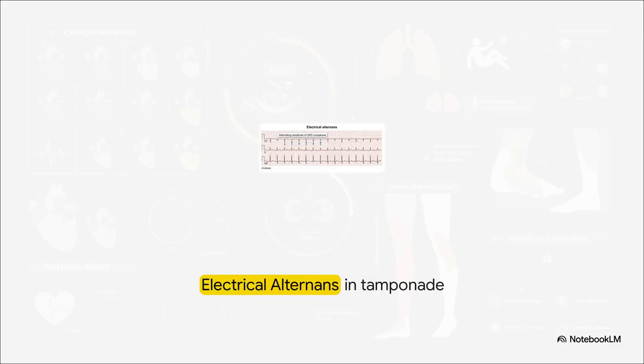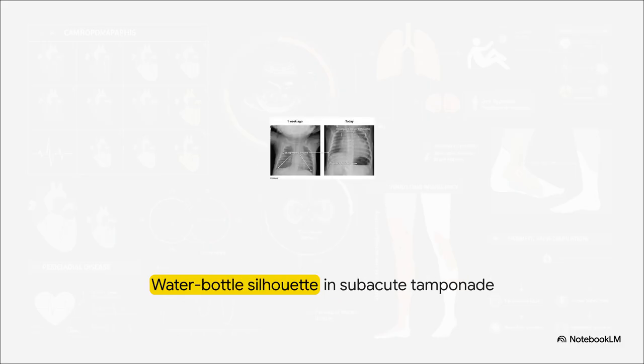When you look at the ECG, you must immediately spot electrical alternans. This is where the amplitude of the QRS complex goes up and down, alternating from beat to beat. It is incredibly specific for a massive pericardial effusion causing tamponade. What you're seeing on the paper is literally the entire heart physically swinging back and forth inside a huge sack of fluid. On imaging, the timeline is everything.